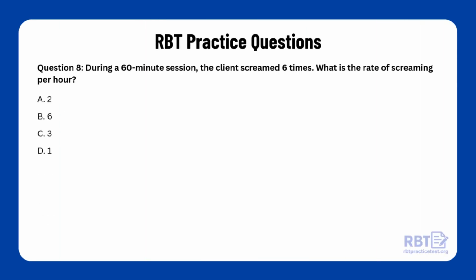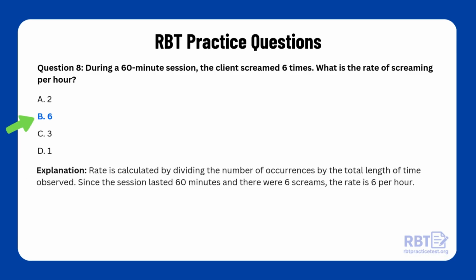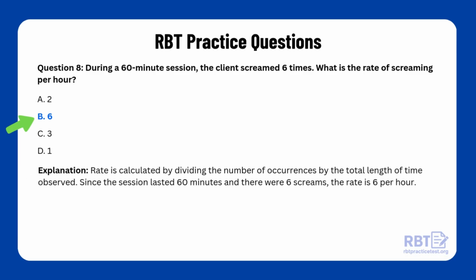Question number 8. During a 60-minute session, the client screamed 6 times. What is the rate of screaming per hour? A. 2. B. 6. C. 3. D. 1. The correct answer is B. 6. Rate is calculated by dividing the number of occurrences by the total length of time observed. Since the session lasted 60 minutes and there were 6 screams, the rate is 6 per hour.